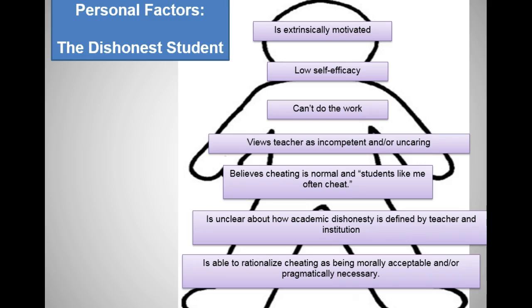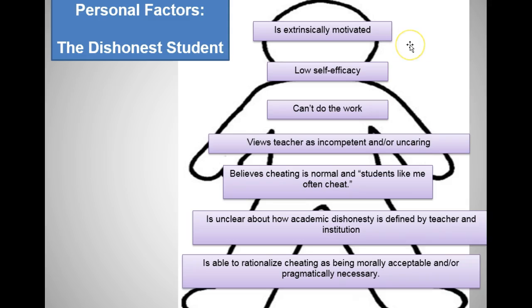And let's look at some personal factors. So demographics are really maybe things students can't control, just who they are. Personal factors, what sorts of personal factors does research show might make students more likely to cheat?